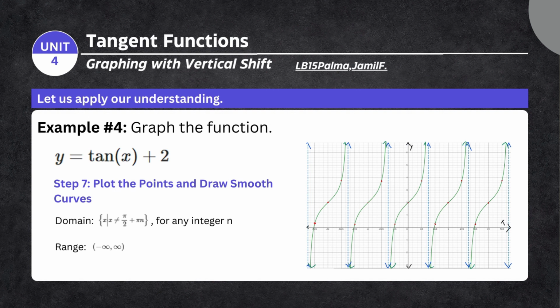Step 7. Plot the points from the previous step and draw smooth curves based on the points. The domain for our example is x such that x is not equal to pi over 2 plus pi times n for any integer n. And our range are all real numbers.